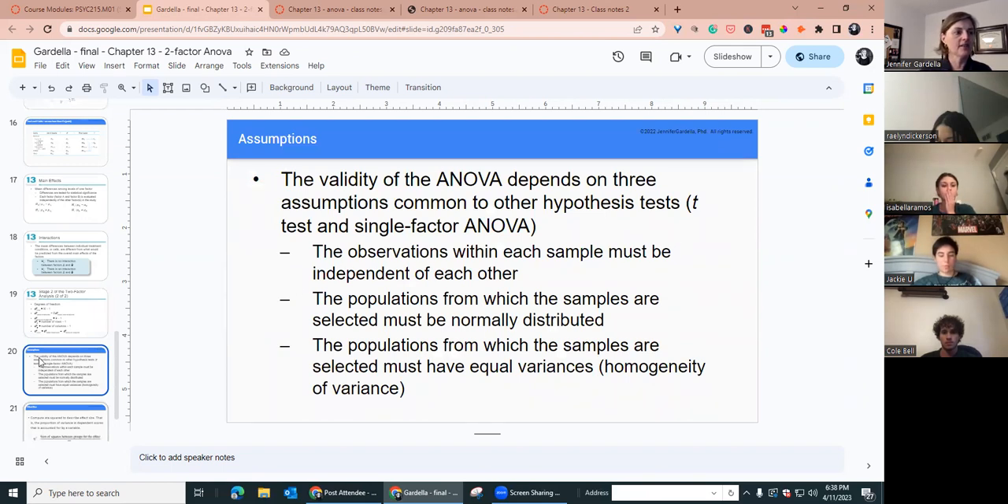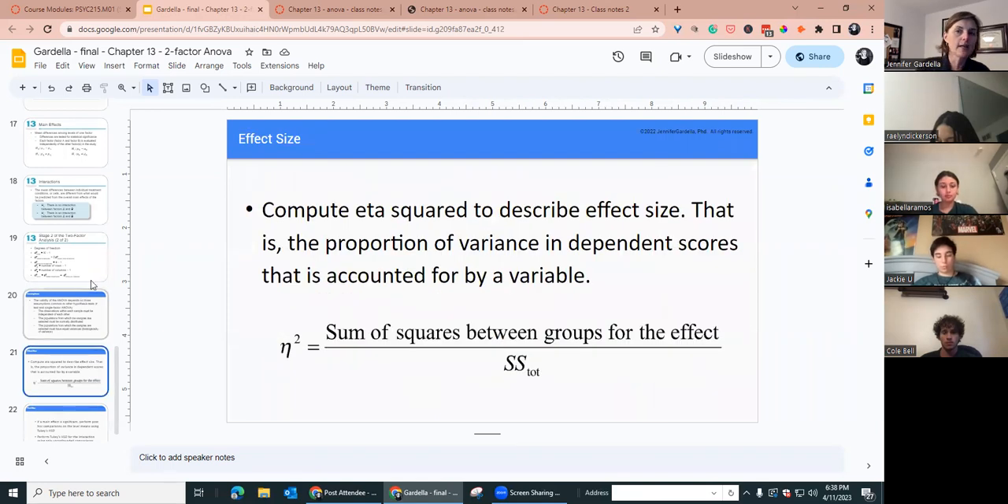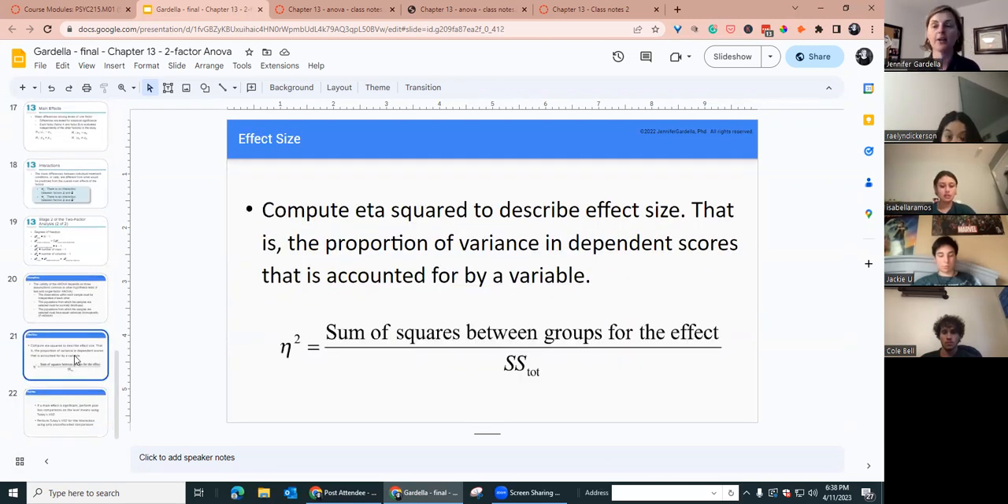Okay, that is another slide on assumptions. I think I just said a couple things differently there. We do have effect size for ANOVA. We compare it the same exact way we compared last week's ANOVA. So it's the sum of squares between groups for the effect over the sum of squares total. We will not be computing it. We will just be getting it from the SPSS printout.